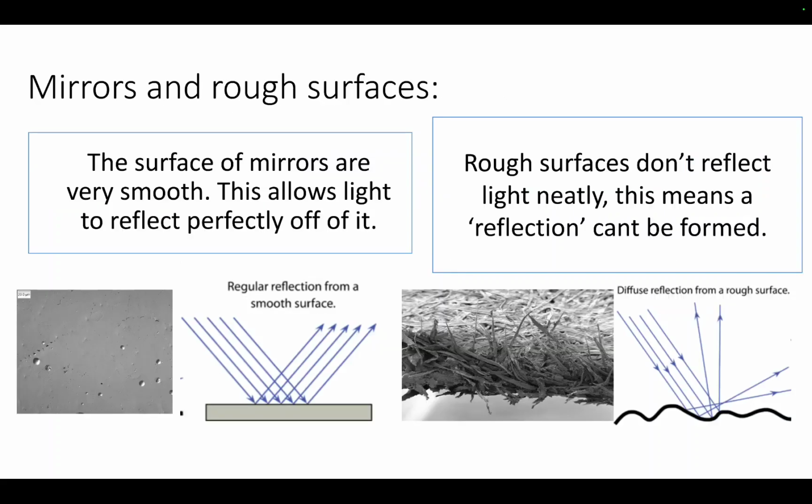Now there's different types of surfaces. We'll look at this in more detail in the next lesson that's on reflection. So mirrors and rough surfaces. The surface of mirrors is very smooth. This allows light to reflect perfectly off of it. Rough surfaces don't reflect light neatly, which means a reflection cannot be formed. So obviously we don't get reflections off of everything, it's just nice smooth surfaces. And these have got special names which we'll discuss in the next lesson.